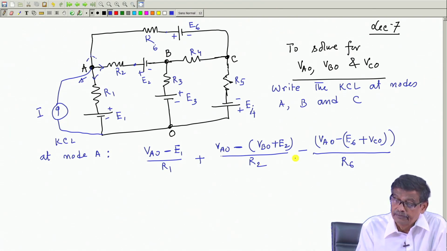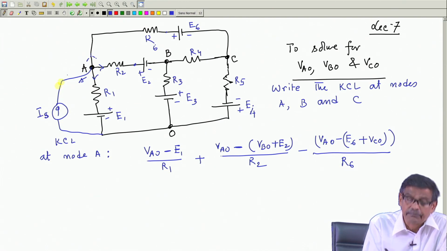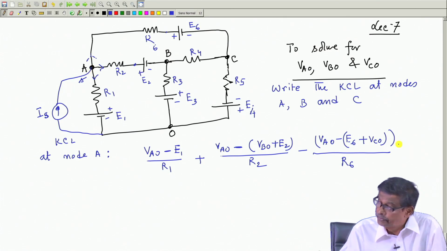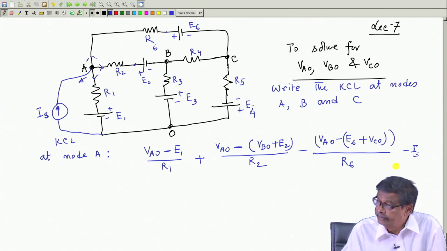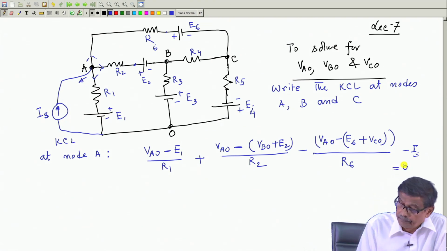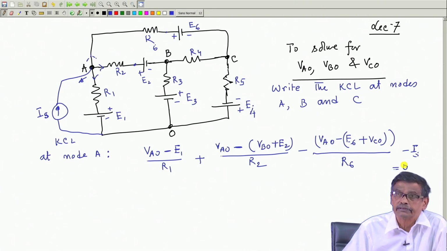So, 1, 2, 3, these 3 currents are emanating. Then this is the current source I am writing. In this direction the current source I have shown to be like this. So, this must be minus Is, which is coming out from A this way, and this must be 0. So, what is my job? My job is to generate 3 equations involving VAO, VBO, VCO and solve them to get VAO, VBO, VCO. So, this is one of those 3 equations, mind you.